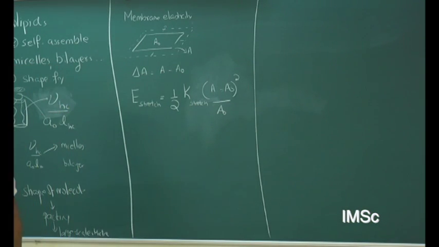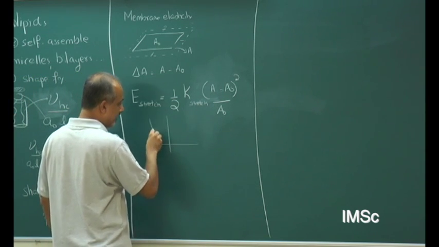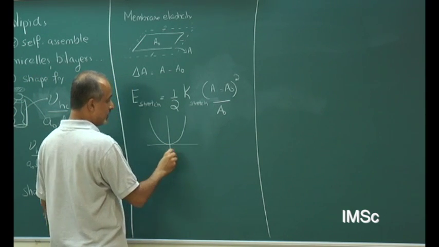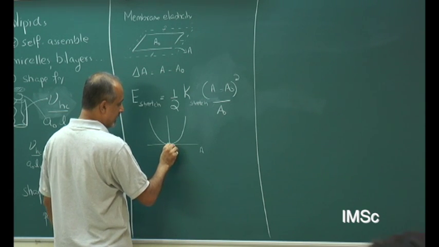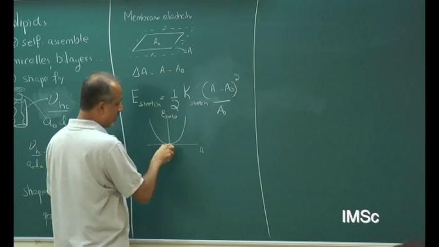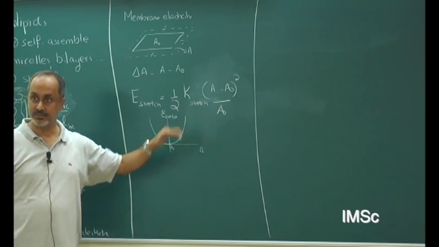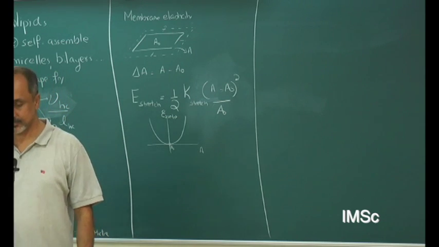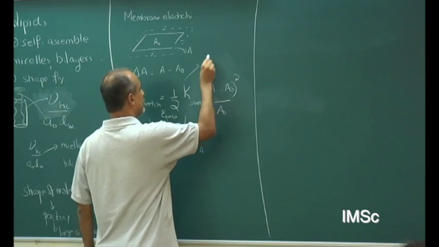So now this is saying that the stretching energy is minimum when A is equal to A naught. If I plotted this as a function of A and I had A naught here, then E stretch was smallest at A equal to A naught and increased quadratically as you moved away from that. And this quantity here is called the stretching modulus.